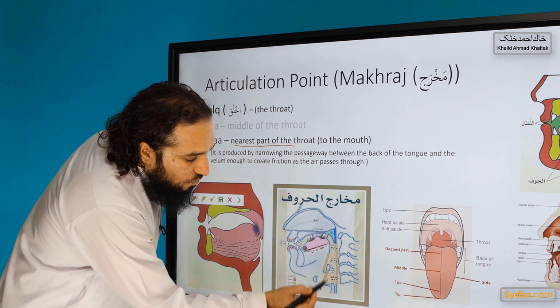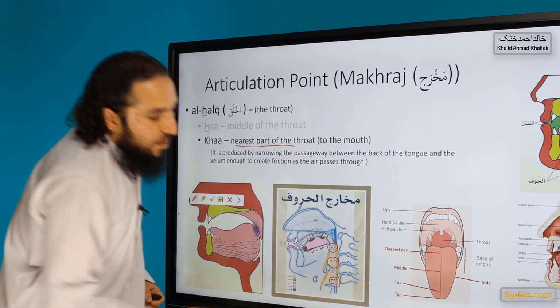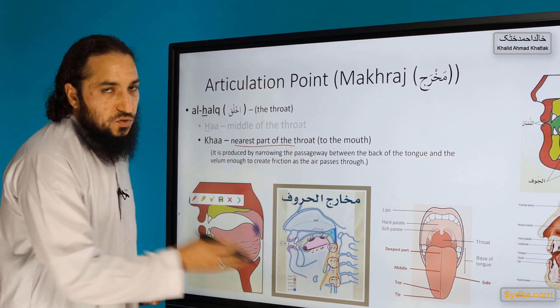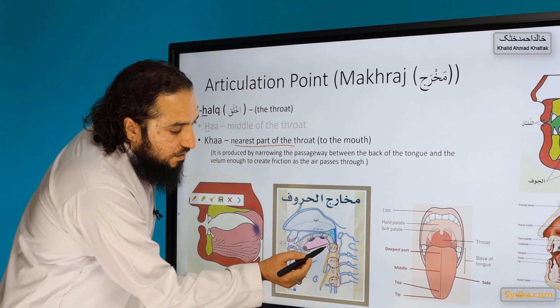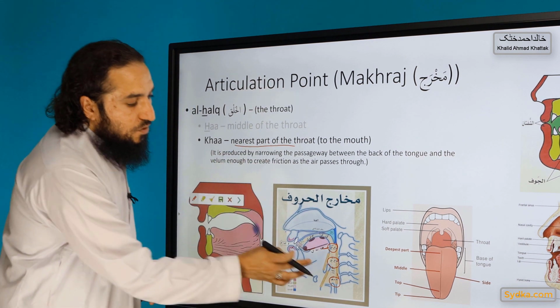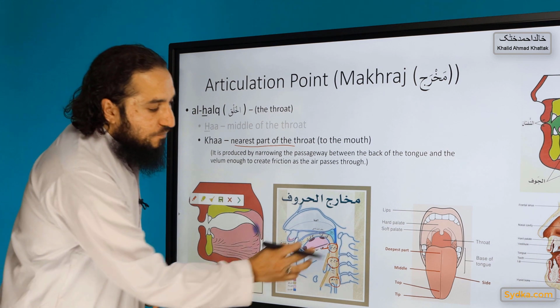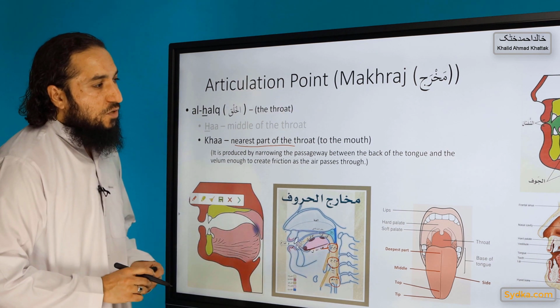So we have 1, 2, 3 different places, where from each place 2 different letters are pronounced, and this is the nearest. That's the nearest part of the throat to the mouth. Okay, that's the articulation point.